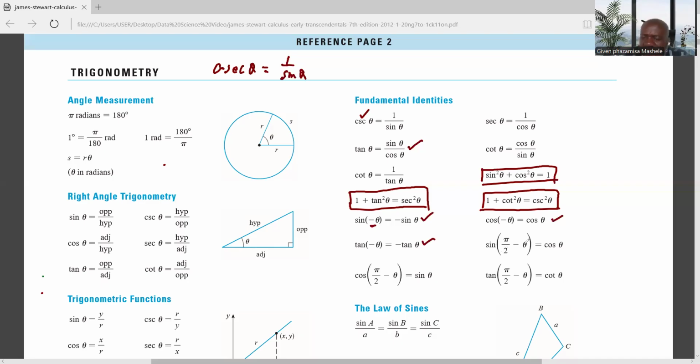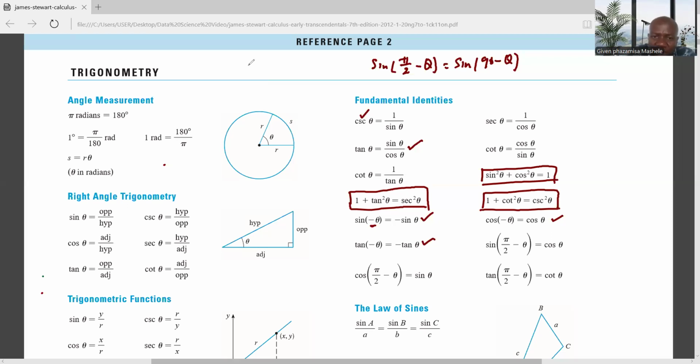And look at this. Remember, when they say sine of pi over 2 minus theta, this is the same as saying sine of 90 minus theta. So you need to also familiarize yourself with the reduction formulae, ladies and gentlemen. But this time around, your reduction formulae should use radians instead of degrees.